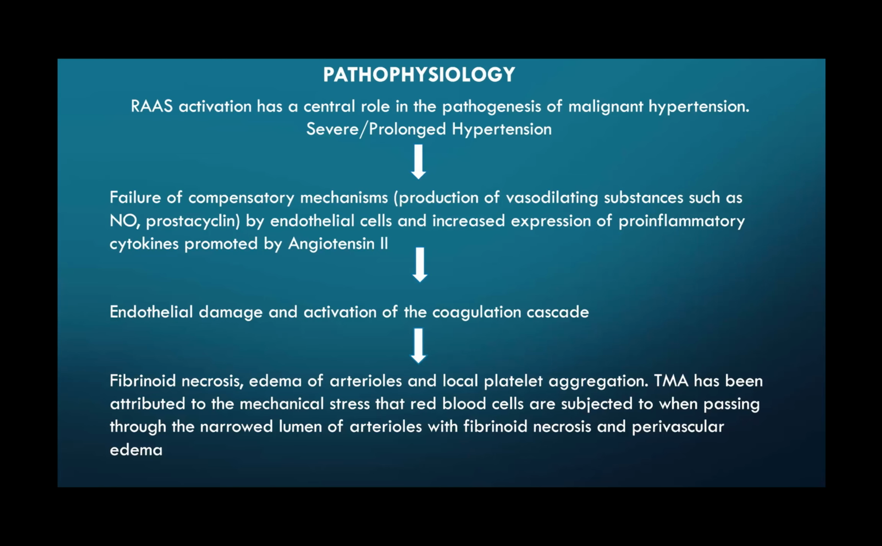So when you have an arteriole that's narrowed by all of these factors, it can cause shear stress and cause your RBCs to basically lyse. So you can see hemolysis. So that's why it's microangiopathic hemolytic anemia. But what's interesting is this also sets up a ground for consumption of platelets, which is why you see thrombocytopenia.